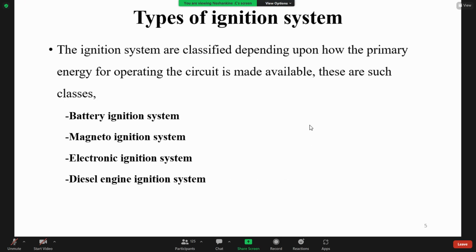Then we will move to the types of ignition system. We have four types of ignition systems: battery, magneto, electronic, and diesel engine ignition system. We will discuss them one by one later. Write these four types in your notebook.